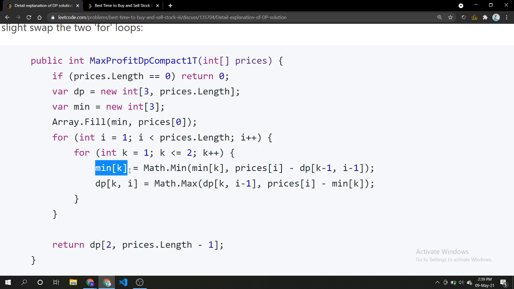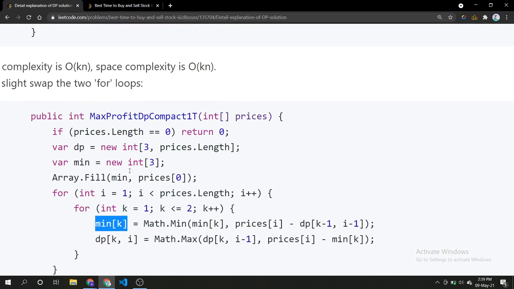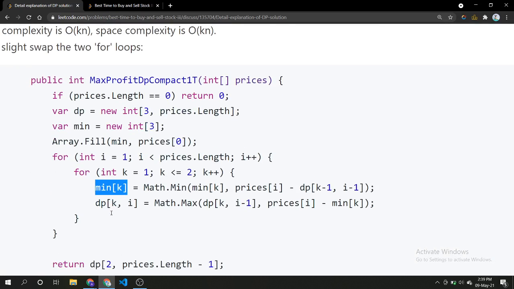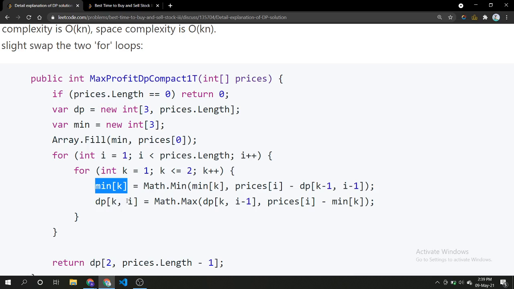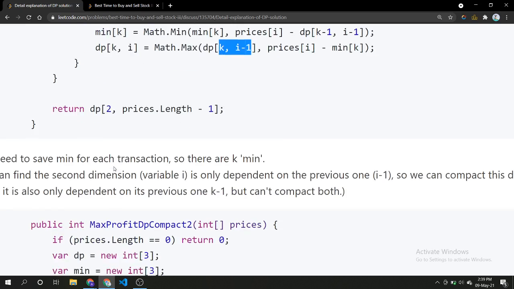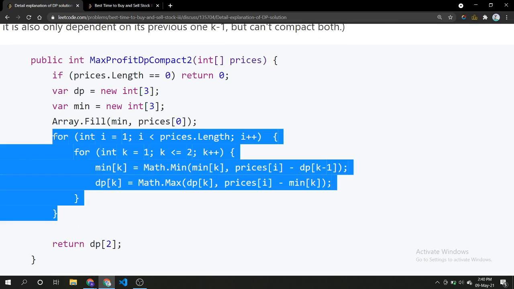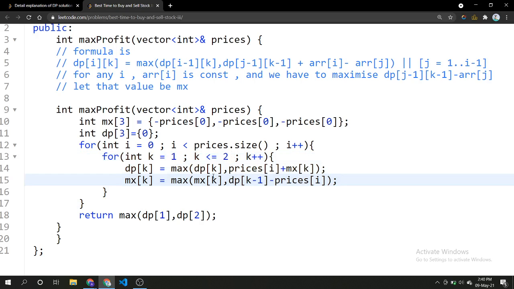where our solution is not so much optimized up till now, but we can optimize it by observing that DP[k][i] is only dependent on min and DP[k][i minus 1]. So we don't have to store the whole DP array. For this we can just store DP[k]. So now we have optimized our solution to this one, which is our current solution. Only I am just taking the negative of the min and storing it in my max.